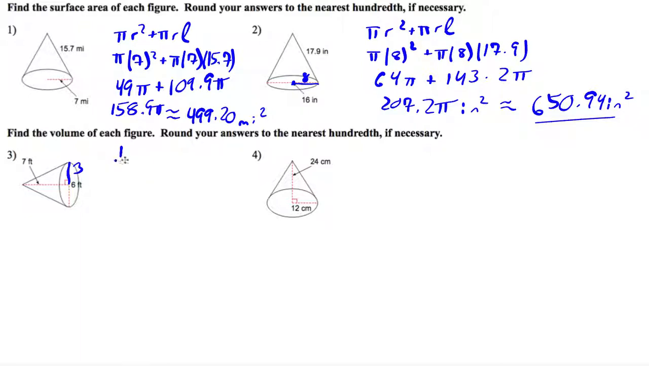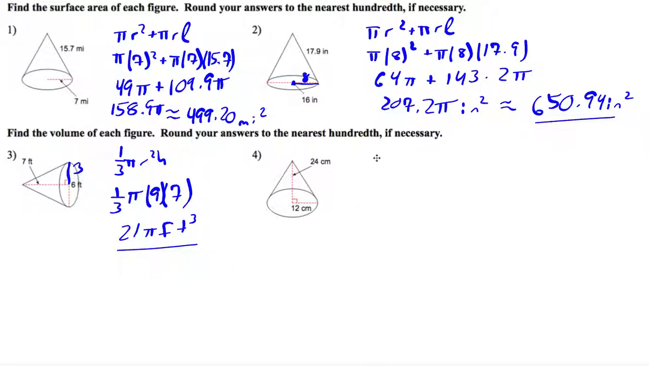So we're going to have 1/3 pi r squared times the height. So we get 1/3 pi r squared, where 3 squared is 9, times the height, which is 7. So this 3 reduces this 9 to 3, so we get 21 pi feet cubed.